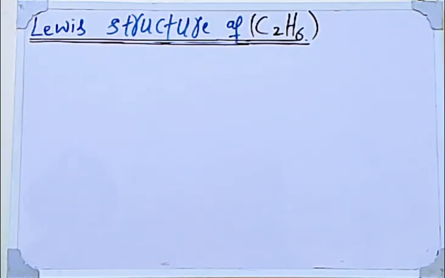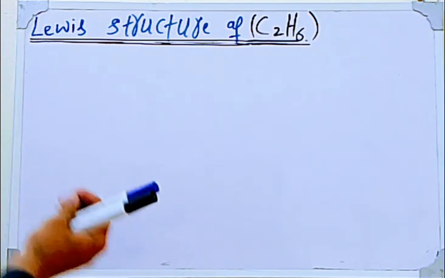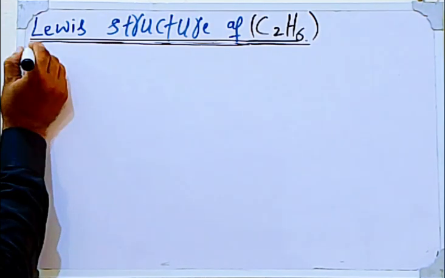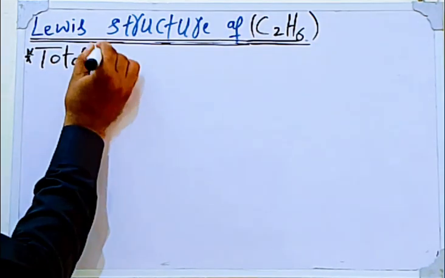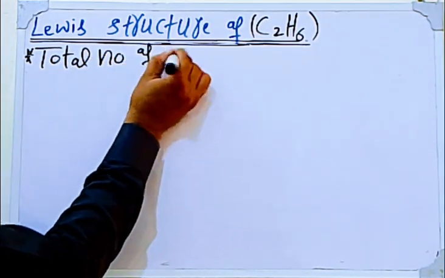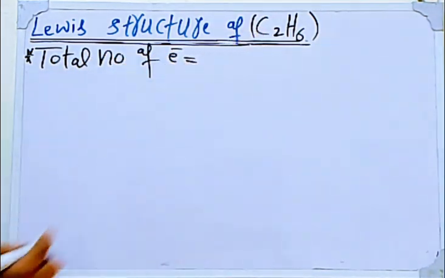In this video, students, we are going to draw the Lewis structure of C2H6. We know that ethane is called a hydrocarbon because it contains carbon and hydrogen. To draw the Lewis structure, first of all, we have to calculate the total number of electrons. So students, our first step is to calculate the total number of electrons.